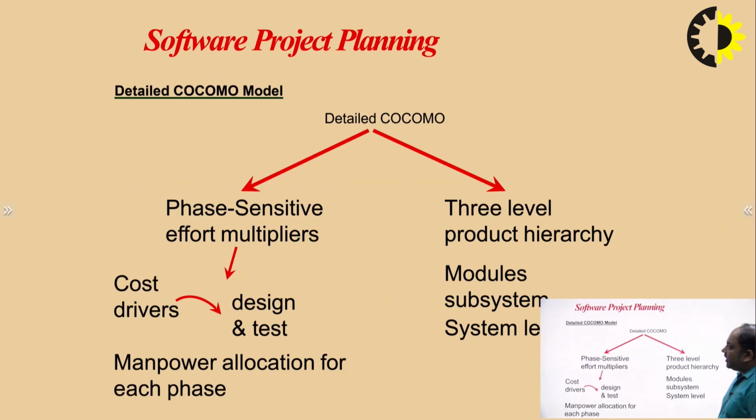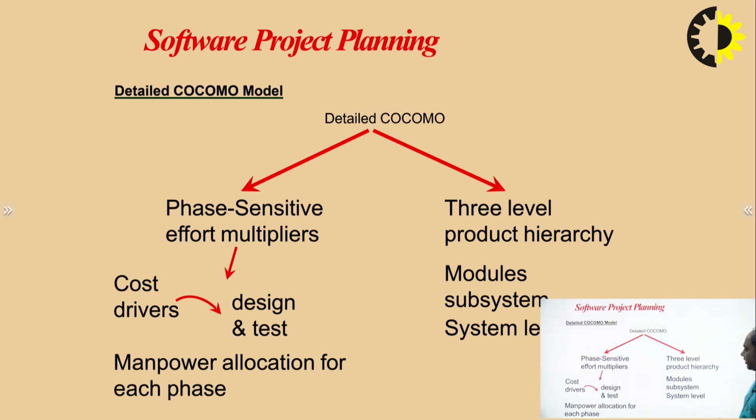Now lastly I will come to the detailed COCOMO model. In the detailed COCOMO model, there are phase-sensitive efforts and a 3-level product hierarchy. In phase development efforts, there are the cost drivers, which basically decide the design and testing, and manpower allocation for each phase.